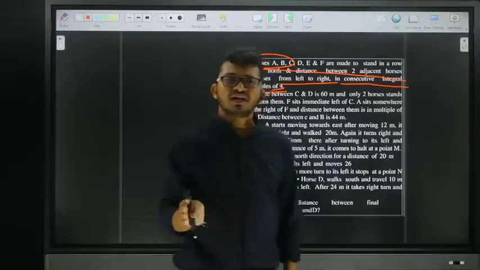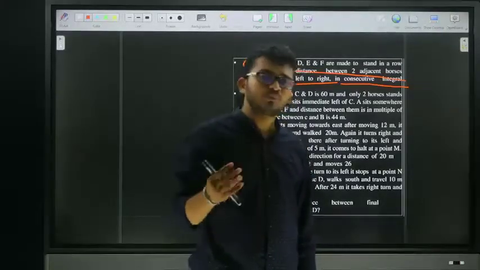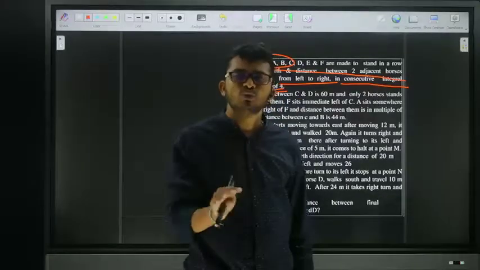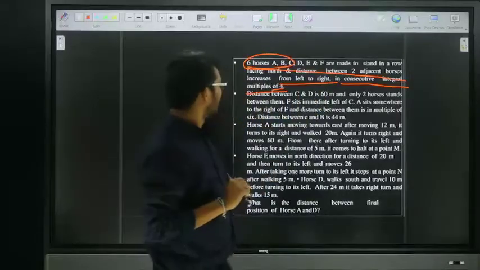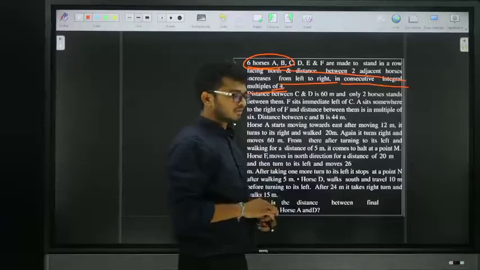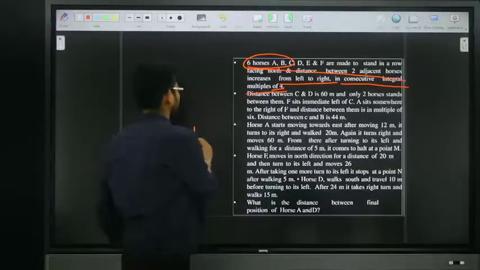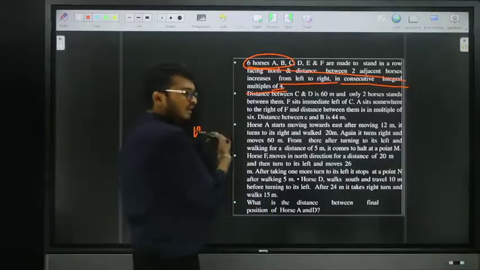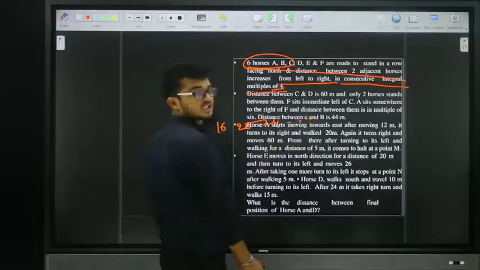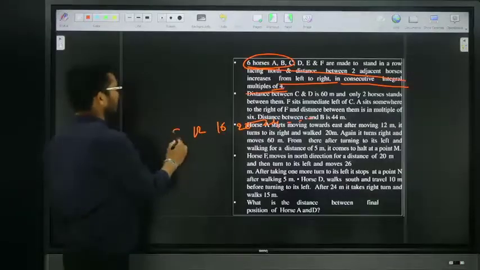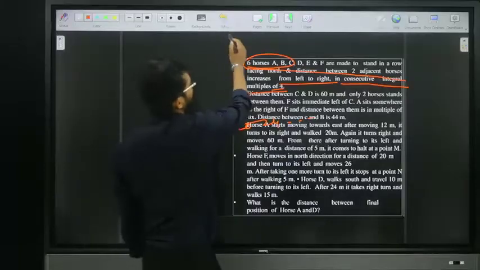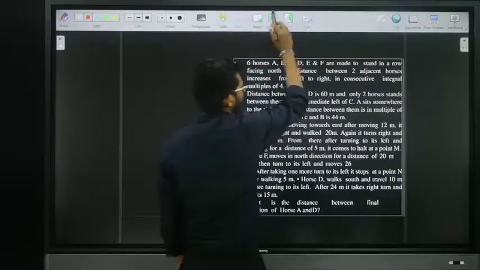Friends, remember consecutive multiple and successive multiple are both the same. So when the distance is given as a successive or consecutive multiple of 4, suppose the first distance is 12, then the next is 16, next is 20, next is 24, and so on. Suppose the earlier multiple is 8, then the next is 12, and so on. The next one is always the consecutive multiple of 4.